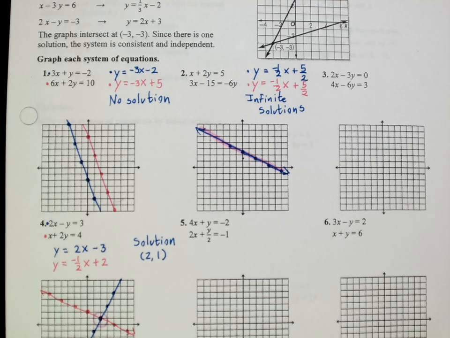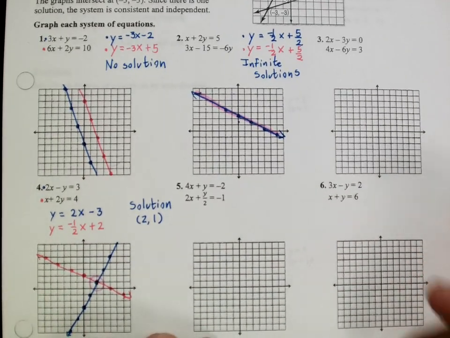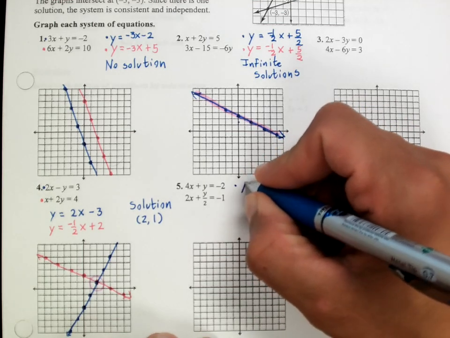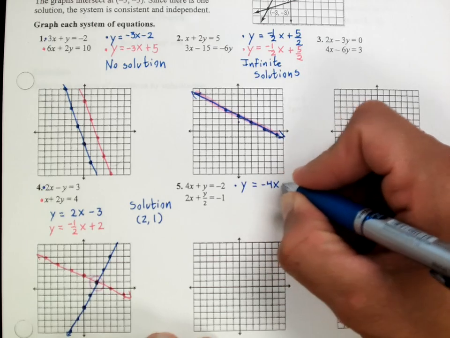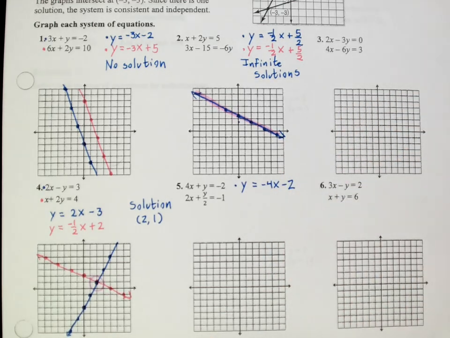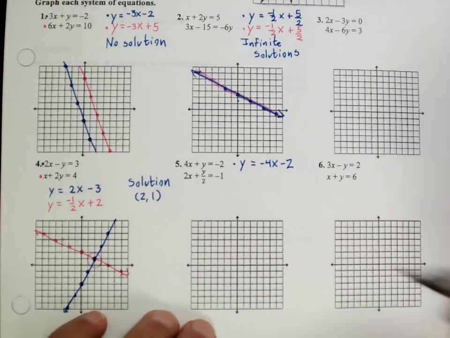I'm going to do just a couple more to make sure you understand it. So I'm going to do 5 and I'm probably going to do 6. On 5, the top part, if I solve for y, I would get negative 4x minus 2. You can kind of see that. That one's not that bad. The one that I want to deal with is this one. How do I solve for this one?